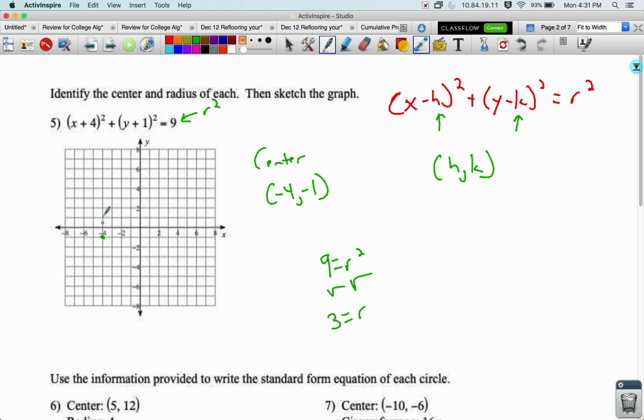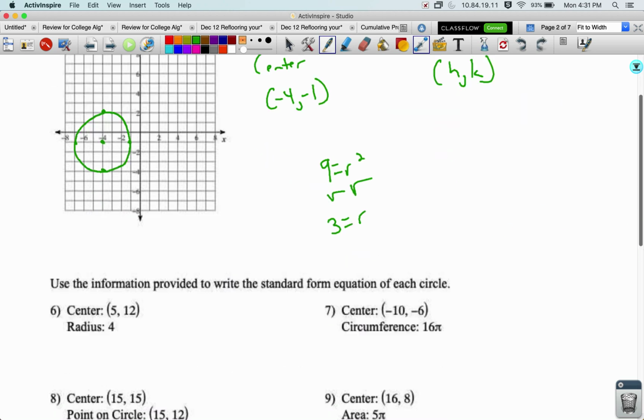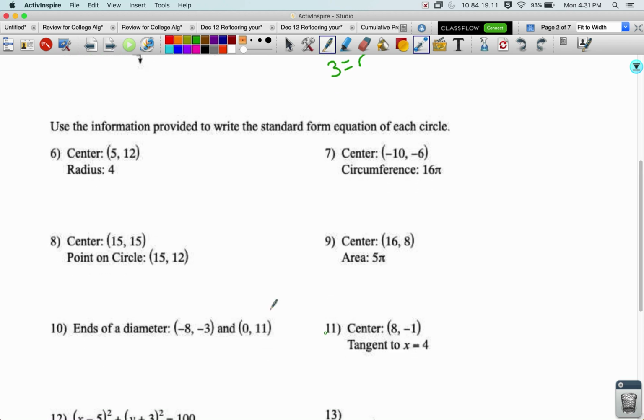So around this circle we can go out 3 in every direction, and then connect those points with curved lines to make a circle. All right. This just gives you the center and the radius. You can plug that into the formula.